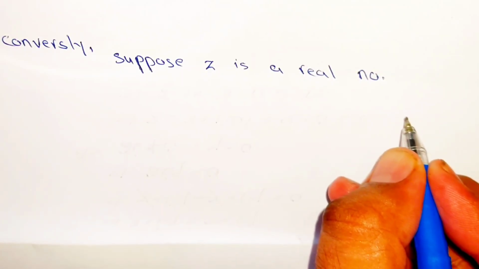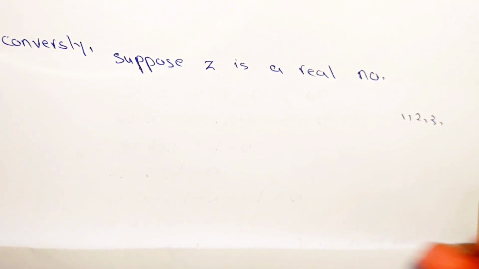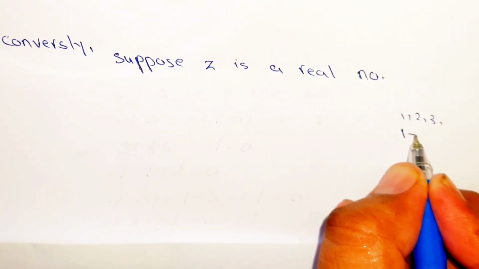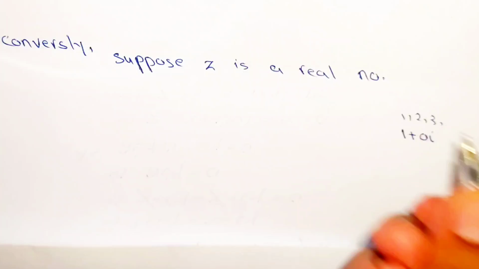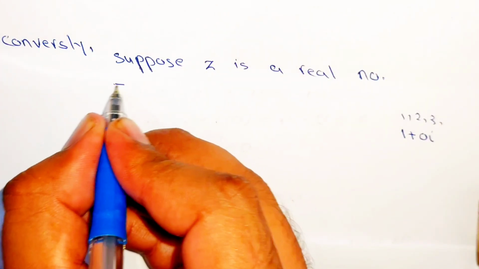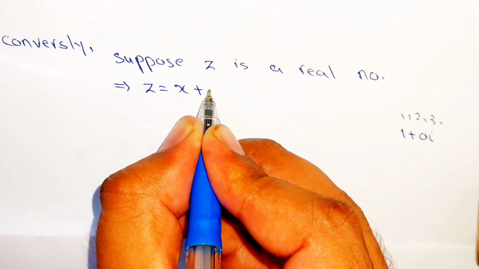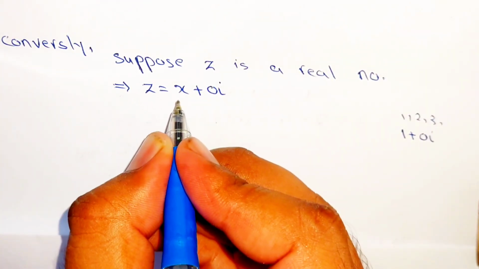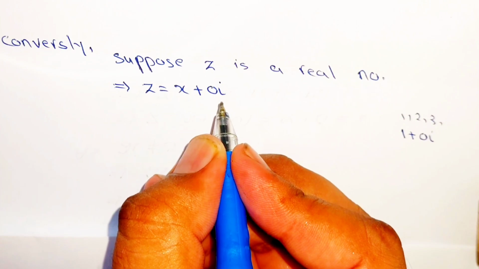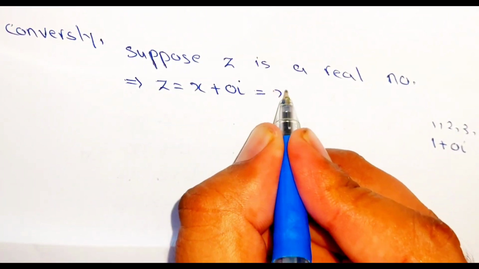Now we know that every real number is a complex number with 0 as the imaginary part, like real numbers 1, 2, 3 up to 7. These are all also complex numbers. Like 1, we can write 0 as the imaginary part, 0 iota. So suppose z is a real number, this implies that z is equal to x plus 0 iota. So this is a real number.